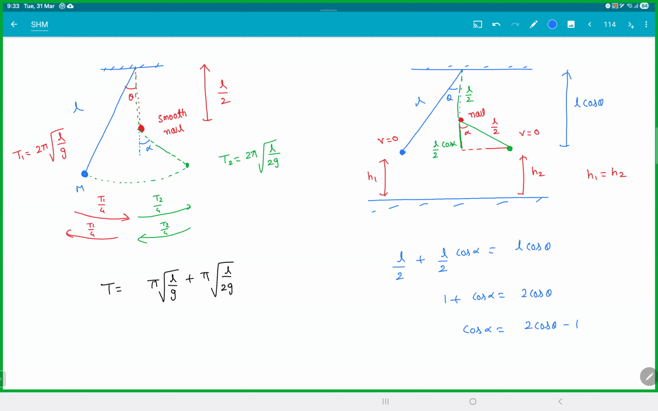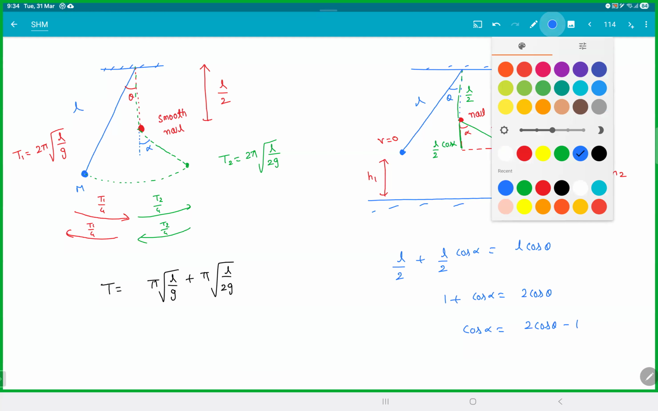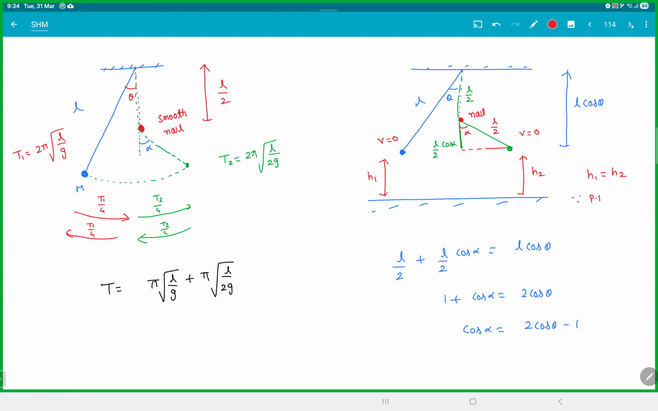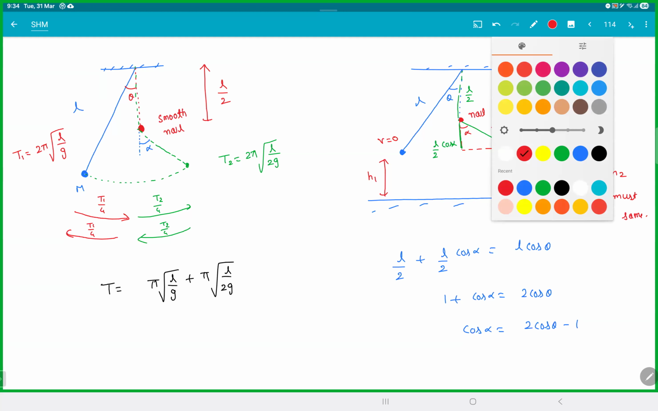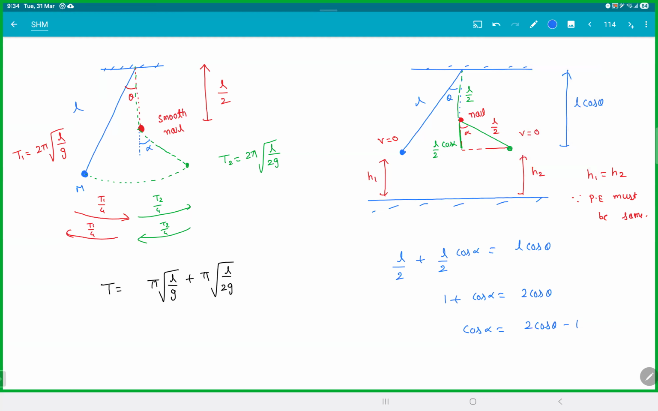Clear with this? It's not twice. So the idea here is when you leave it from initial whatever height, the final height will be the same. Is that making sense? So H1 is equal to H2 since potential energy must be the same. That is the actual relation between them. But theta is small, so maybe you will have some approximations. Clear with this?